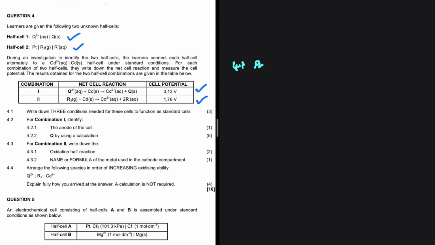Well, the pressure at 101.3 kilopascals. Another condition is the temperature at 25 degrees Celsius. And lastly, we need the concentration at 1 mole per decimeter cube. These are our 3 standard conditions. Let's go to 4.2.